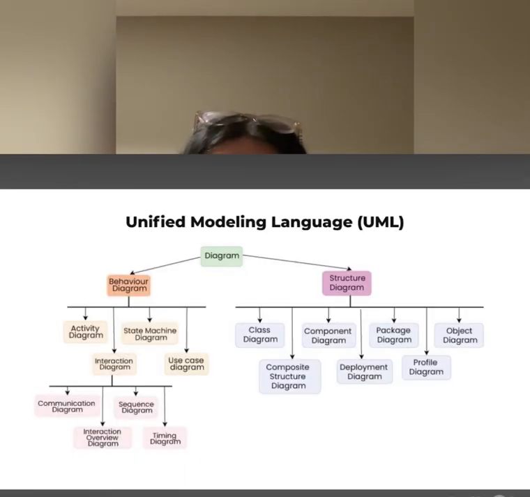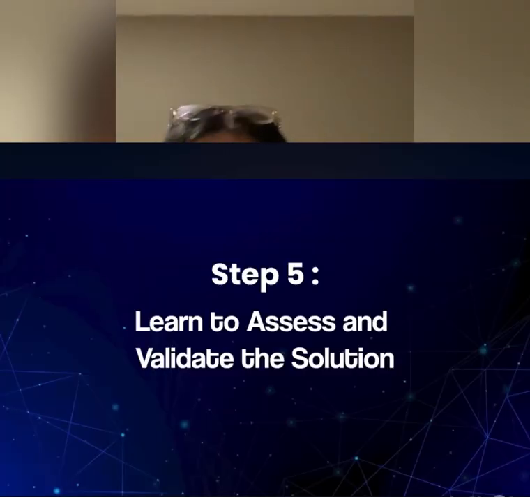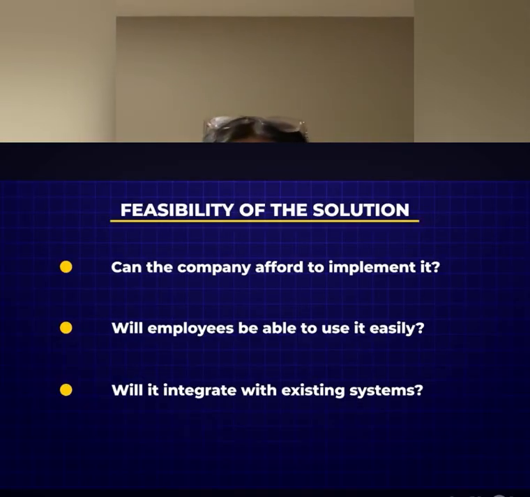You may also use UML diagrams such as activity diagrams, class diagrams, and sequence diagrams to visually represent system processes and workflows. So next comes assessing and validating solutions. After the solution is developed, the business analyst must evaluate whether it actually solves the business problem. This begins with feasibility analysis.